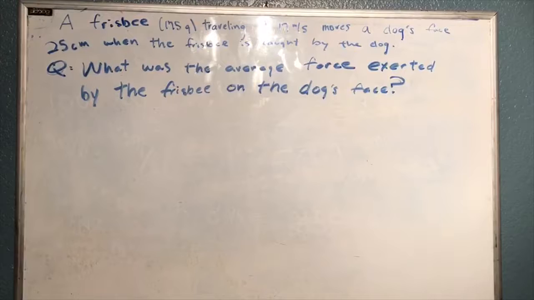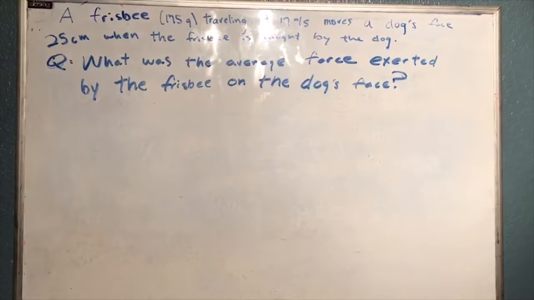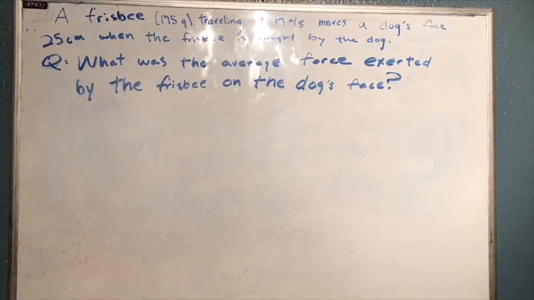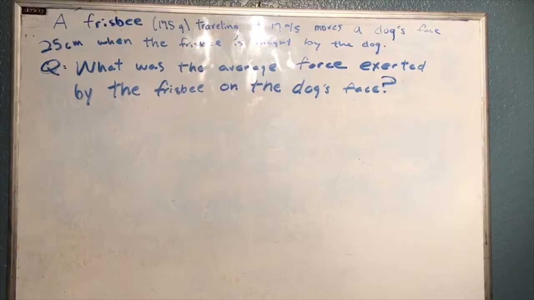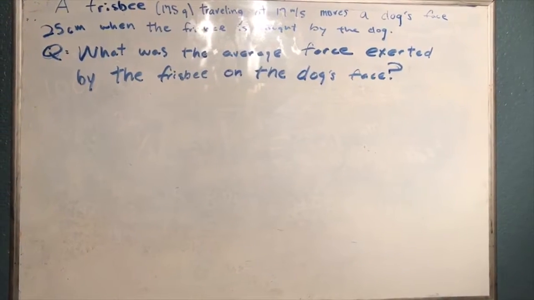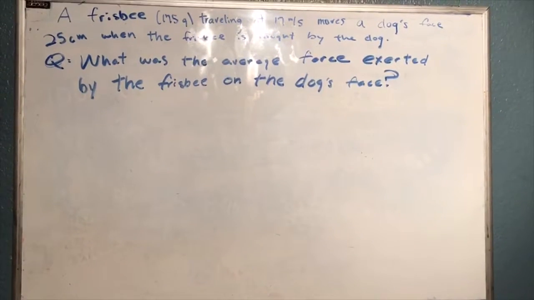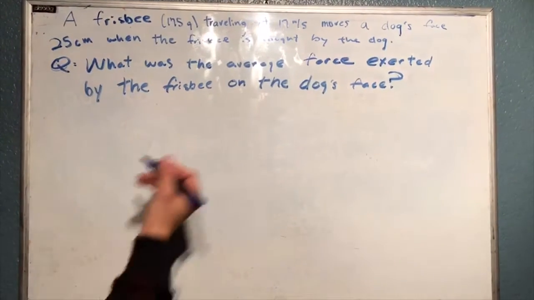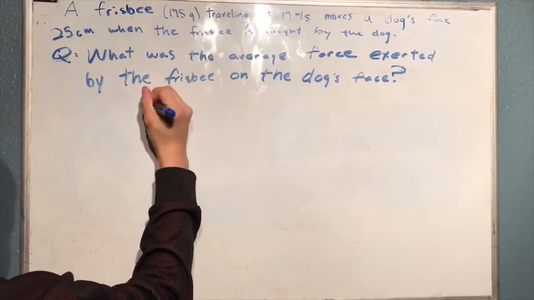A frisbee, which is 175 grams, traveling at 17 meters per second, moves the dog's face 25 centimeters when the frisbee is caught by the dog. The question is, what was the average force exerted by the frisbee on the dog's face? Here we can use the kinetic energy equation because the frisbee is traveling.